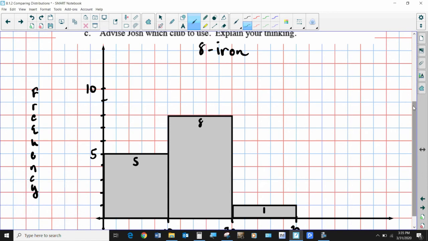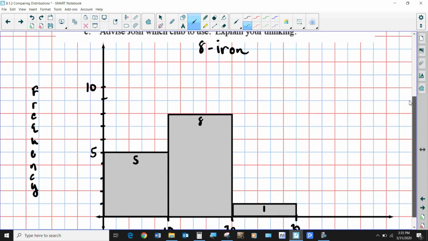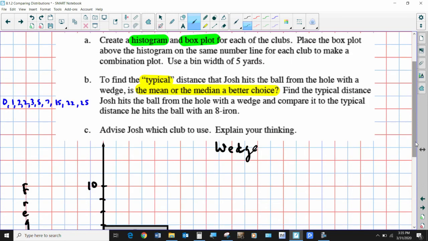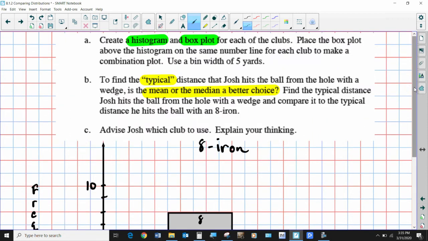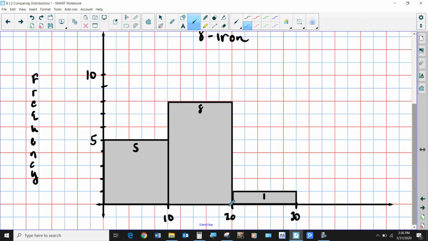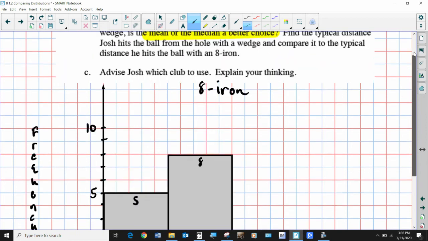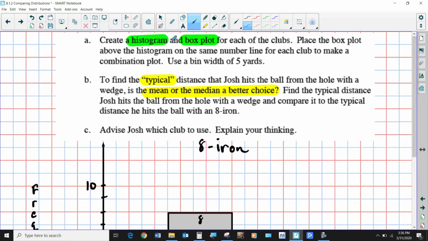Okay, now take a look at the histogram for the 8-iron. You can see where with the wedge, most of the shots were clustered toward the hole. You had 7 out of the 10, 70% of them within 10 yards. Here, it looks like our average shot is in the 10 to 20 yard range. So this does not appear to be the more accurate based on the histogram, since more fall in here. So the second part of this was to create a box plot. And so I'm going to pause again, and I'm going to create the box plot from each one of them.